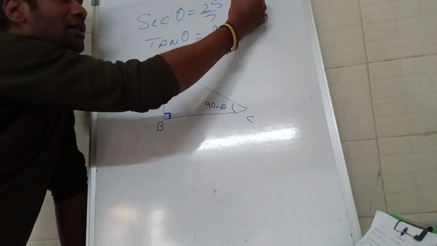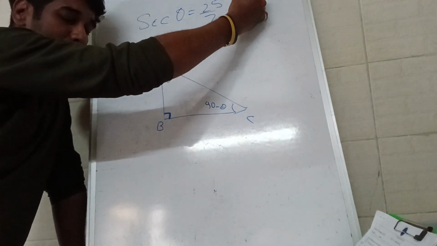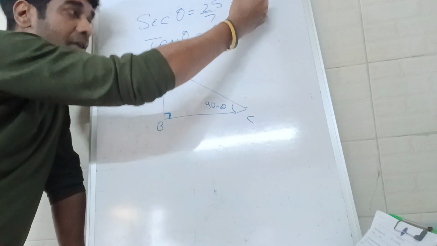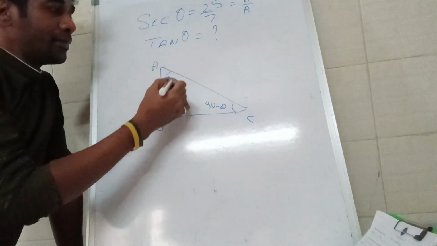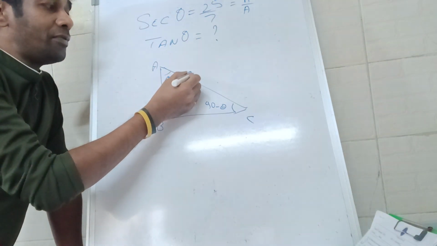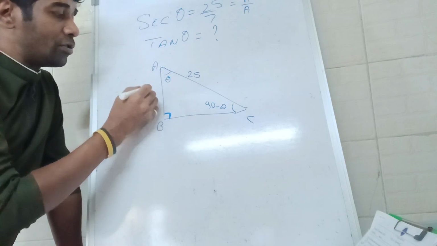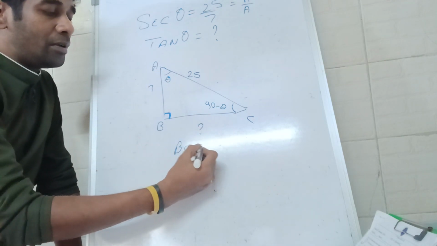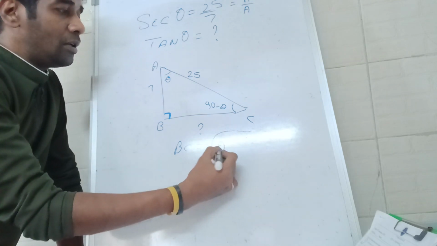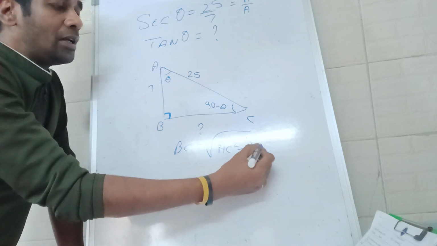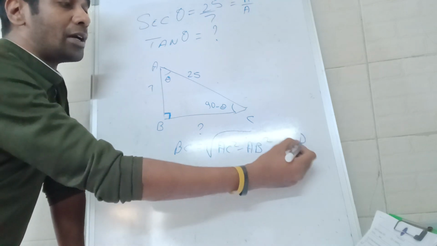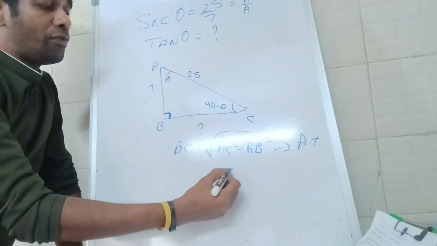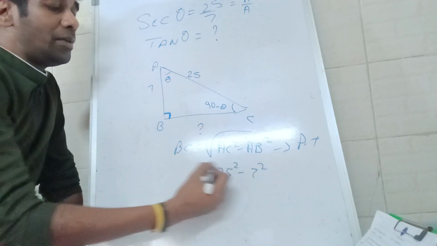Remember, sec theta is hypotenuse upon adjacent. So hypotenuse will be 25, adjacent will be, according to theta, 7. BC will be root of AC square minus AB square by Pythagoras theorem. Put the value for AC and AB.